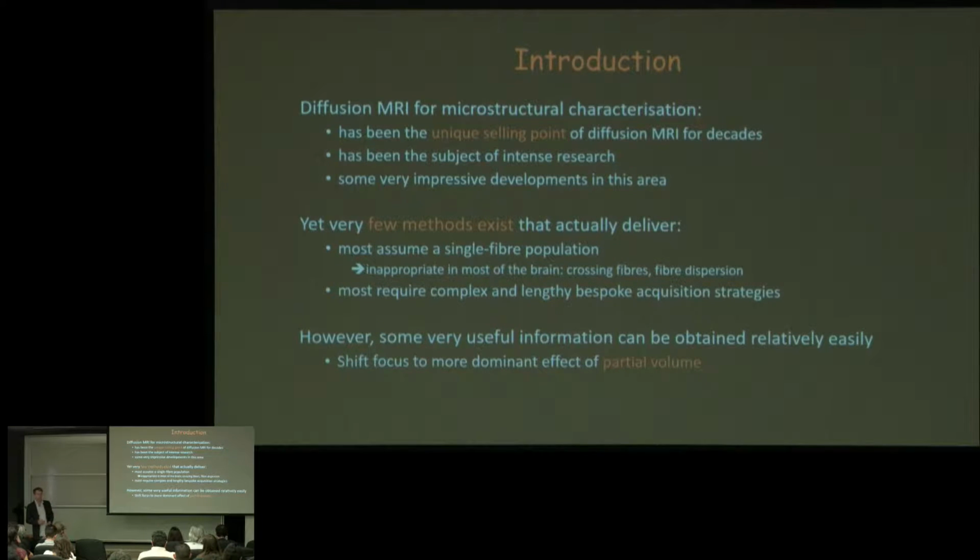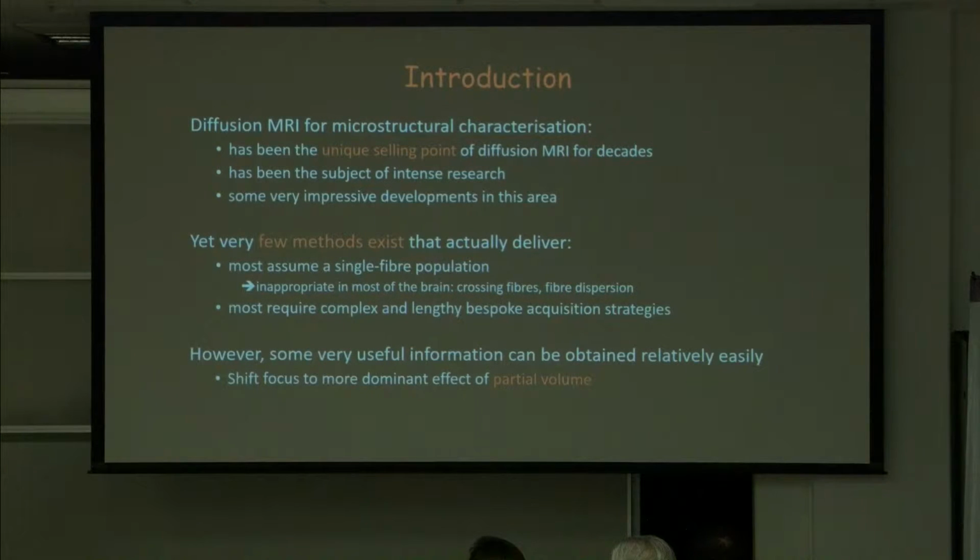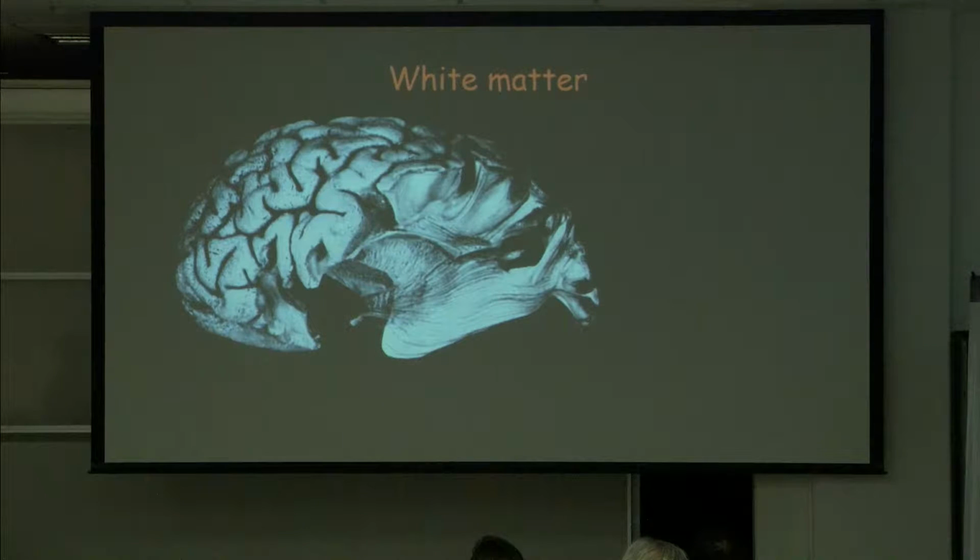However, I do think that there's some really useful information that we can get quite easily. And if we focus on the very dominant effect, which is just partial volume, how much stuff is there? I think that's already a very interesting piece of information, which is a kind of first order effect. Anything else that you then look at is a kind of secondary modulation of that main term. And I'll explain what I mean by all of this. So anyway, what are we looking at really?